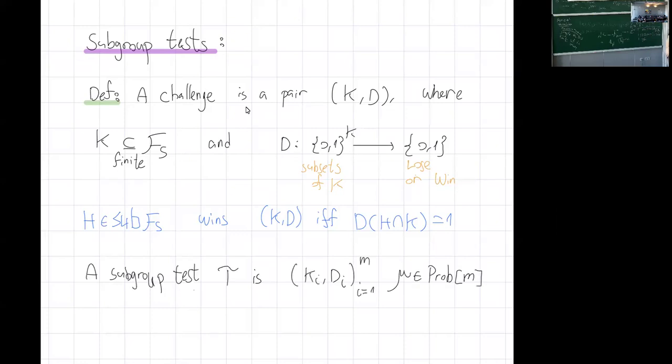What is a subgroup test? That's just a finite distribution over challenges. Okay, so I give you finitely many challenges, and I give you some probability distribution over the indices of these challenges. This is a subgroup test. Okay, so we understand now what a subgroup test is. Any questions about that?